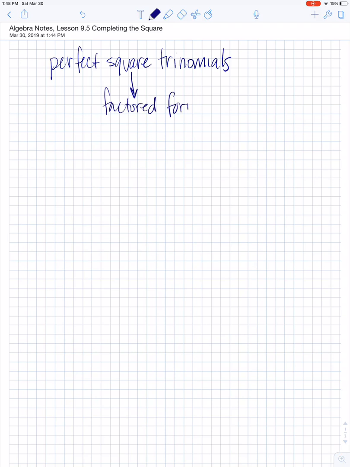All right, we're moving on to lesson 9.5. We're going to be using a process called completing the square to help us solve quadratics. So perfect square trinomials are pretty special because perfect square trinomials allow us to factor. In factored form, perfect square trinomials end up being the square of a binomial.